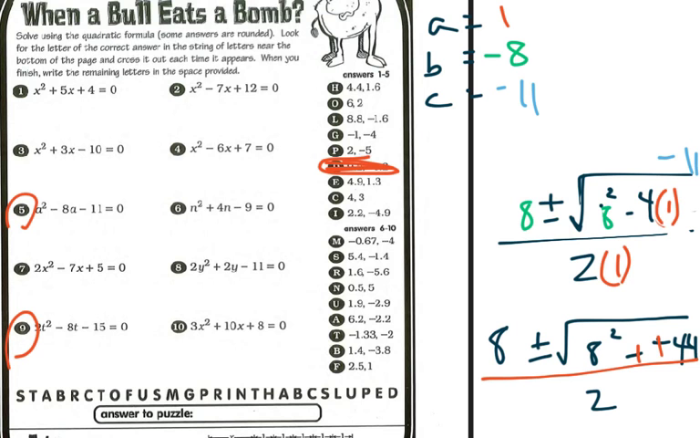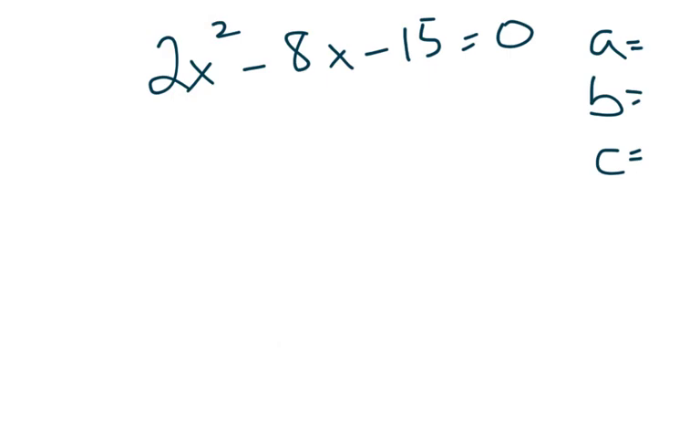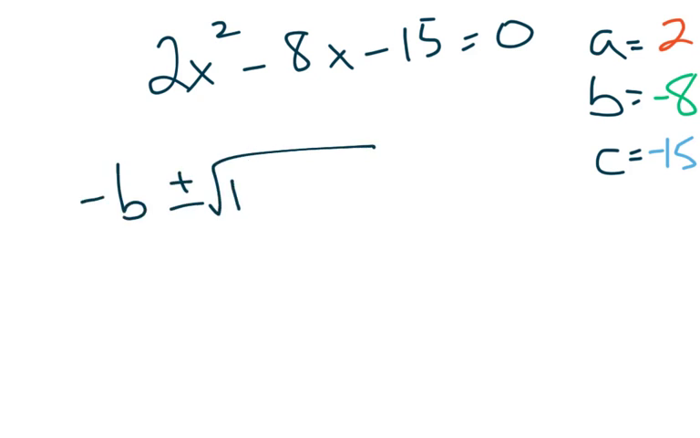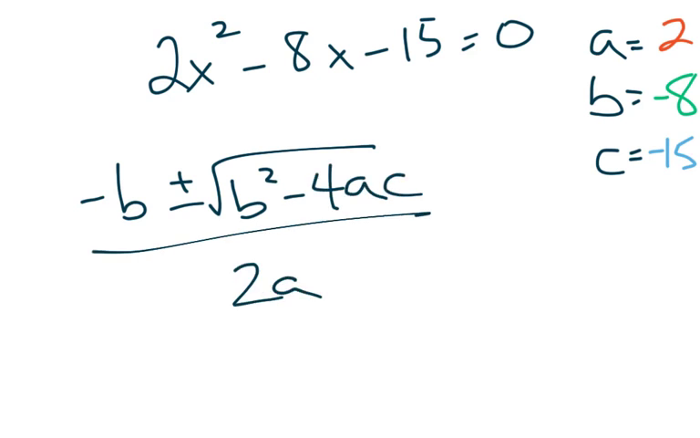So let's try number 9. Do number 9 by yourself first. Make sure you can get it, and then we'll do it together. Alright, hopefully you've done what you can by yourself, and now you're either done or you're just checking your work. So this is what I have so far, and again, hopefully you're starting to memorize the formula. -b plus or minus the square root of b squared minus 4ac over 2a.